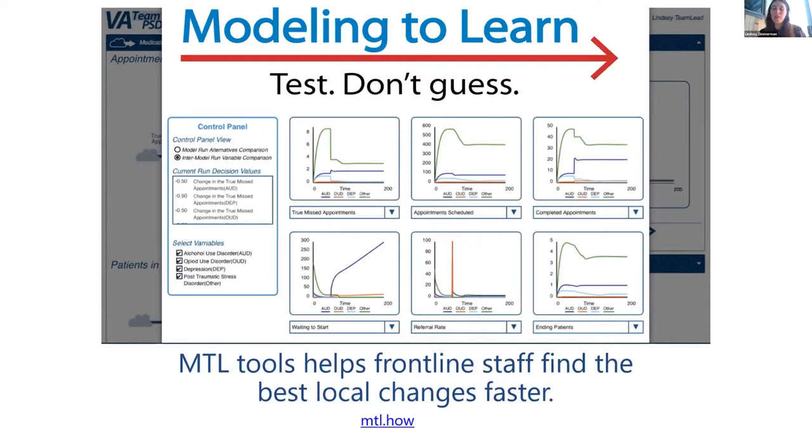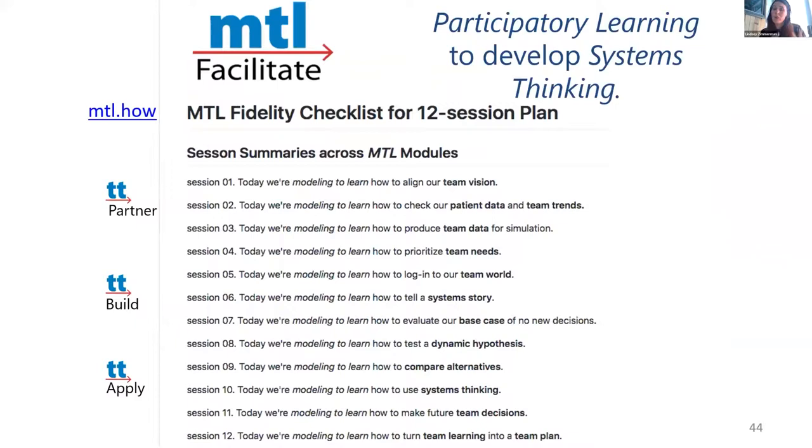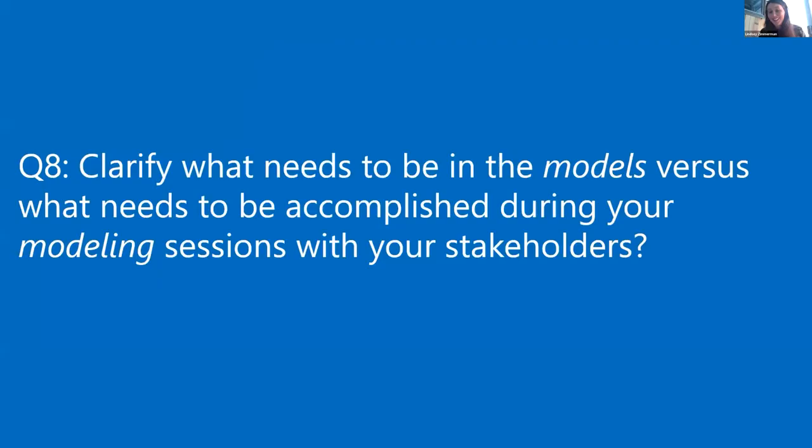And so we developed a 12-session plan that's now accredited by all those disciplinary bodies in psychiatry, psychology, social work, and so on. And we basically join a team huddle twice a month for 6 months to walk them through interacting with their data, learning how to tell causal system stories, and running through a number of decision scenarios they'd like to try to improve what's going on in their clinic.